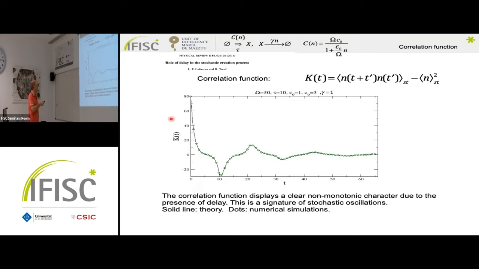And this is always, when you have this non-monotonic character, a signature of oscillations, of stochastic oscillations, which appear typically in delay systems. Delay systems also show oscillations. So I like to plot this figure because of how weird it is. It shows oscillations, so it goes from positive to negative and oscillates. It's not exponential decay, of course. We thought it was wrong, but it agrees well with the simulation.